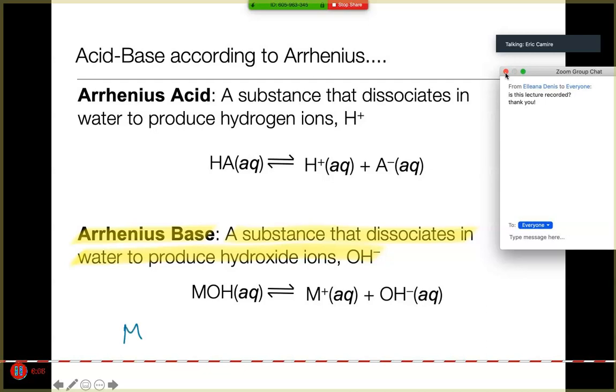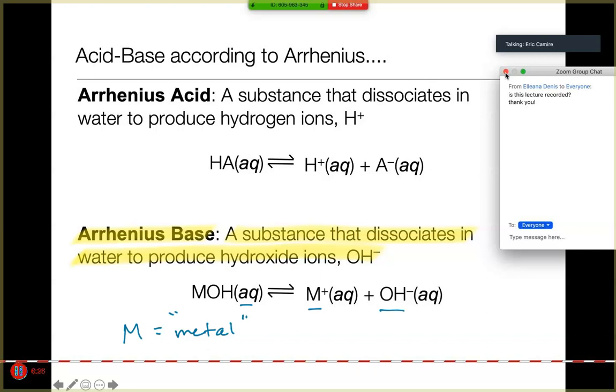There is no element M, but we use it a lot as a stand-in. It's just any generic metal, because that's what M stands for. So it could be sodium hydroxide, potassium hydroxide, something like that. Just an M, it's a metal. And so when it's added to water, it dissociates, so the metal comes off, and then it produces hydroxide.